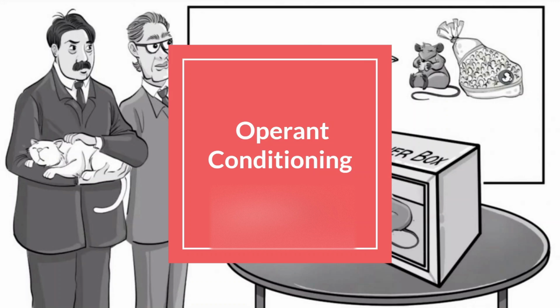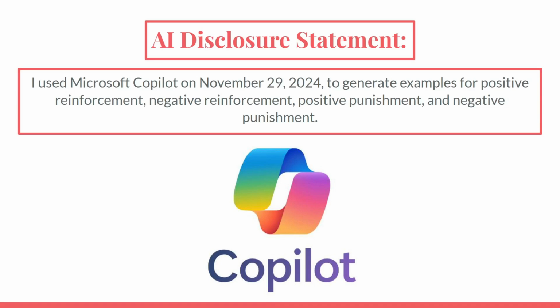Going to talk about the learning process of operant conditioning. Before starting my lesson, I need to explain my AI disclosure statement. I used Microsoft Copilot on November 29, 2024 to generate examples for positive reinforcement, negative reinforcement, positive punishment, and negative punishment.